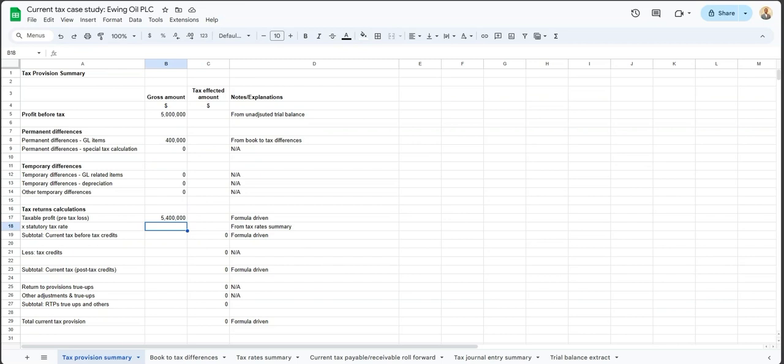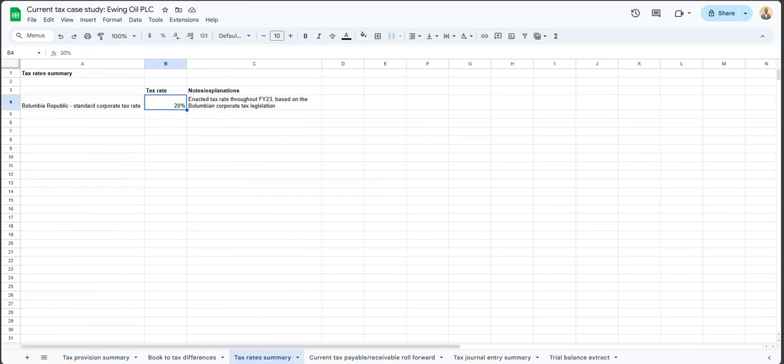And for tax rates, if you remember from the case study, we said that the tax rate is 20%. If you go to the tax rate summary, you will see the 20% there, and you can see that it's based on the legislation. You may wonder why you'd have a separate working paper for the tax rate summary, since it's just one number. For a single entity company, you probably will not do this.